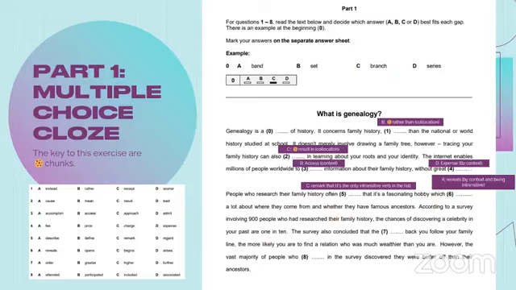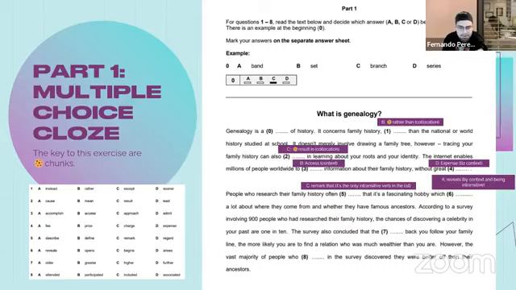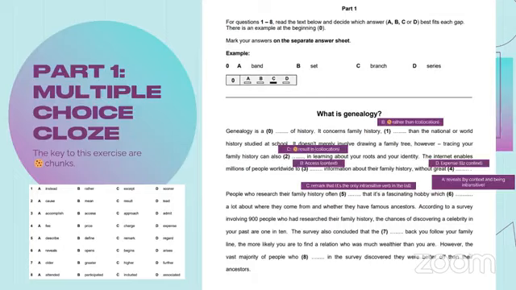Letter D is it, so higher? No, sorry, it is number 7, right? Letter D. Further. Excellent. Okay, the survey also concluded that the further back you follow your family line, the more likely you are to find a relation who was much wealthier, you are.